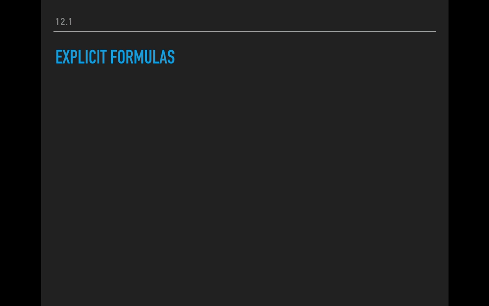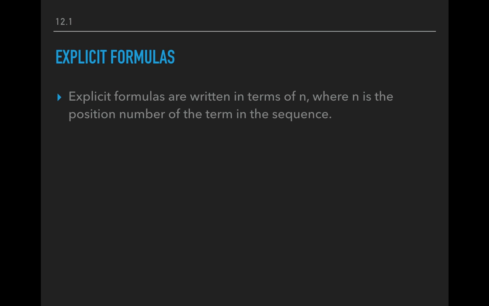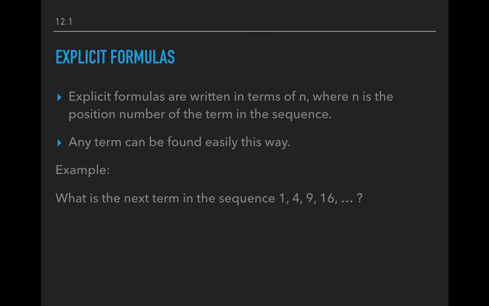Now, what was mentioned in our objectives are explicit and recursive formulas. Well, let's start with the first. An explicit formula, those are written in terms of n, where n is the position number of the term in your sequence. And what's great about explicit formulas is you can find any term really easily. Let me show you an example here. What would be the next term in this sequence?